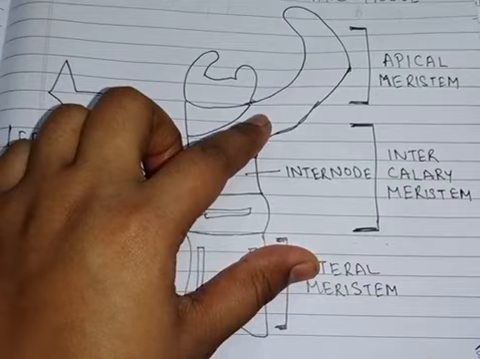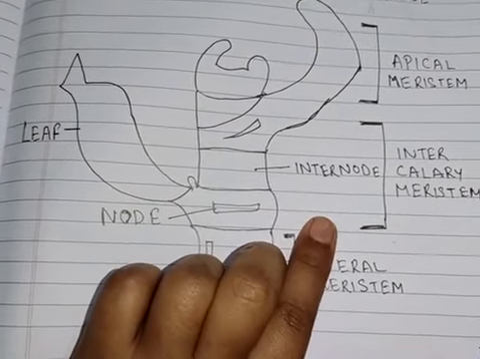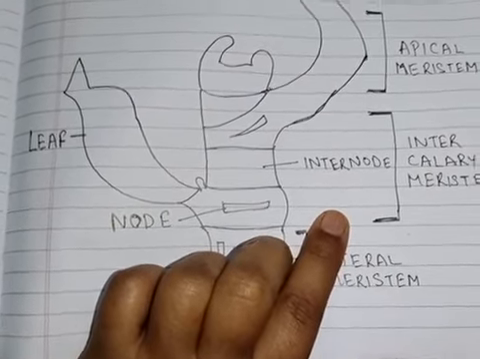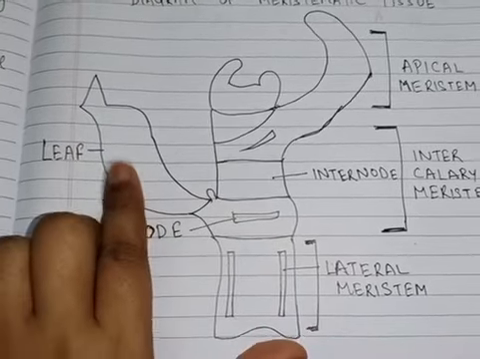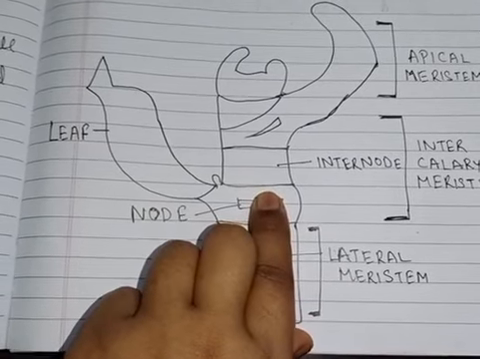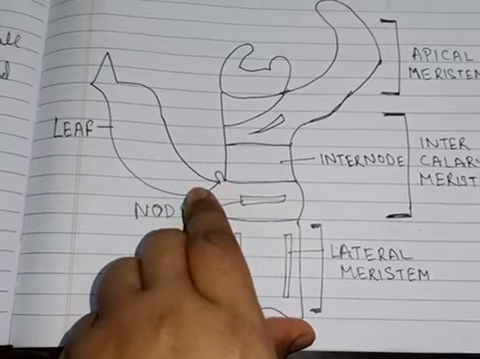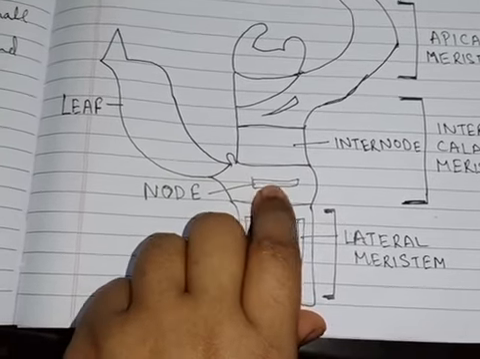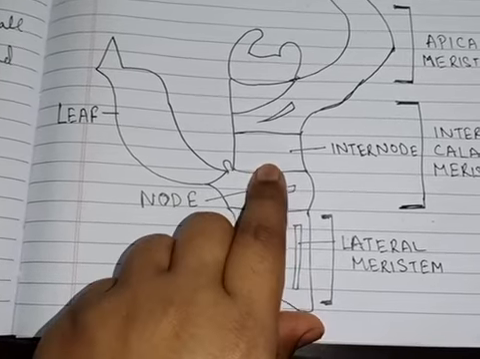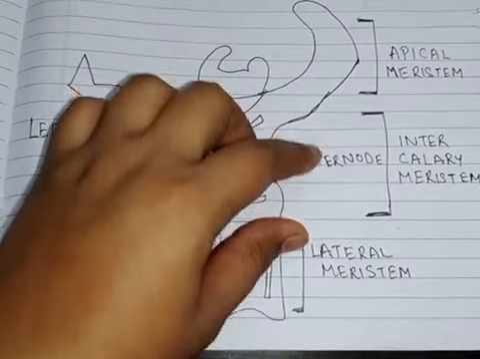Now, the intercalary meristem. The middle part is the intercalary meristem. It occurs at the base of leaves, below the nodes and at the base of the internode. This is the leaf, and at the base of the leaf, below the nodes, and at the base of the internode, this whole part is called the intercalary meristem.